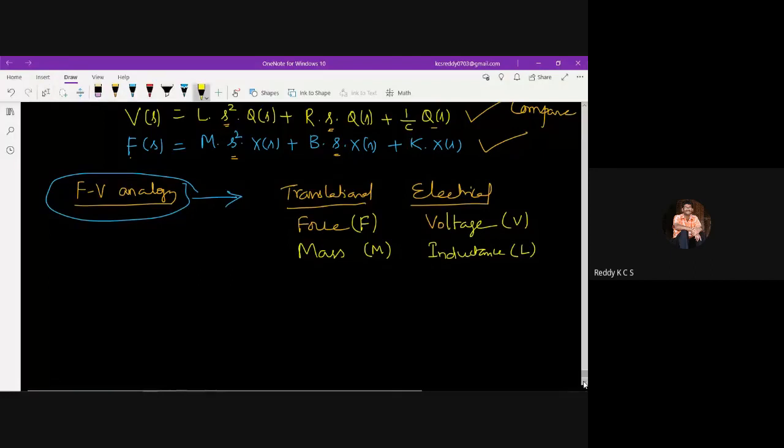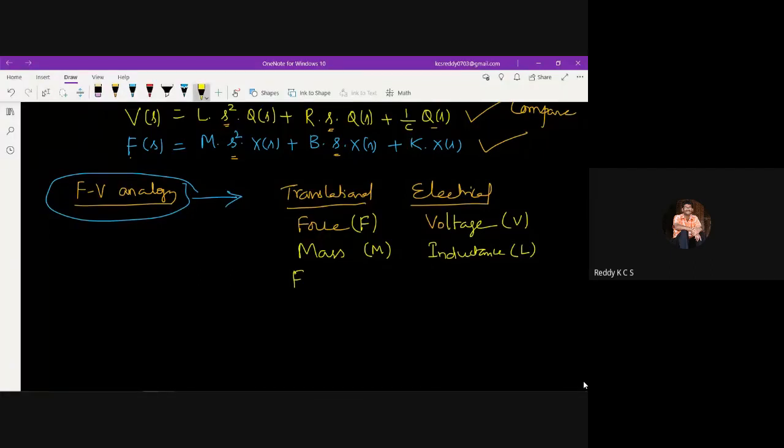Right? So next, what is the term we have? Frictional constant or damping coefficient, or friction coefficient, whatever names you can give. So this is B. What about the equivalent here in the electrical terminology of the FV analogy? It is resistance. So I'm writing these terms by looking at these two equations.